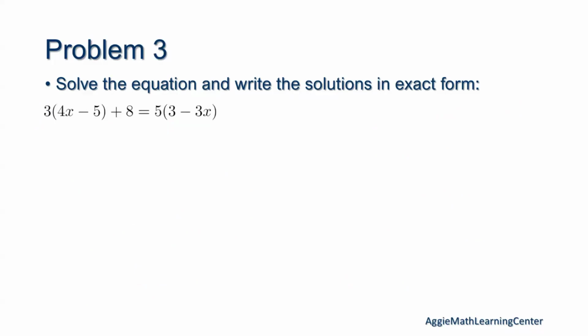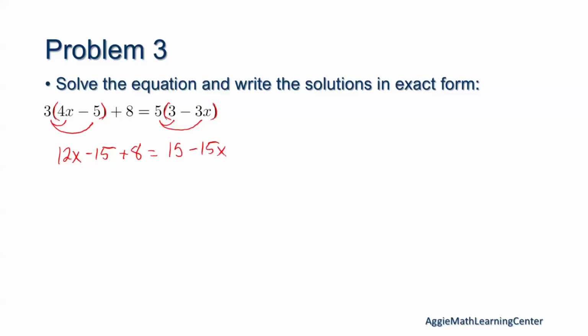So in this one, what should be our first step? Distribute 3. Yeah, I'm seeing parentheses here with a number next to them, which implies I should use the distributive property. We'll just distribute that 3 across. So 3 times 4x is 12x. 3 times negative 5 is negative 15. Plus 8 equals, then do the same over here. 5 times 3 is 15. 5 times negative 3x is negative 15x.